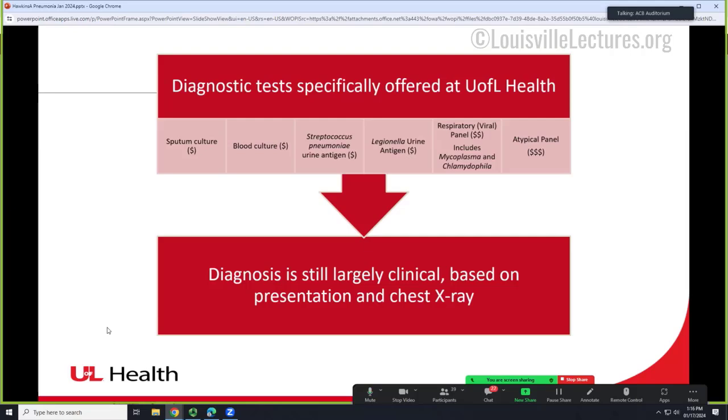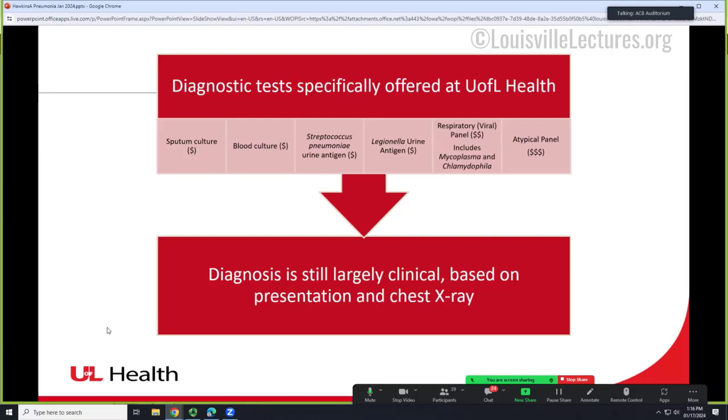And then finally, our atypical panel. We run this at our ID research lab. It's a throat swab, and it has your atypical organisms on there. I like to think of this when I think my patient really may be presenting with an atypical pneumonia. As far as costs go, it's the most expensive. It's about $400. It's a send out to our ID research lab, so only sent out Monday through Friday.